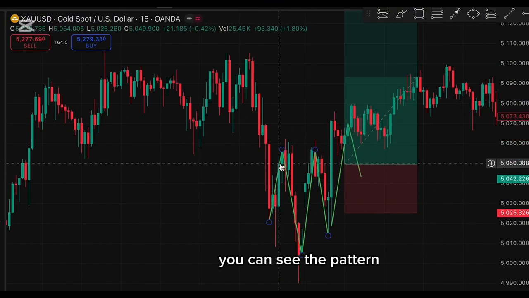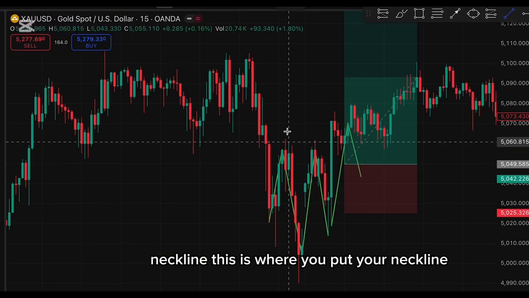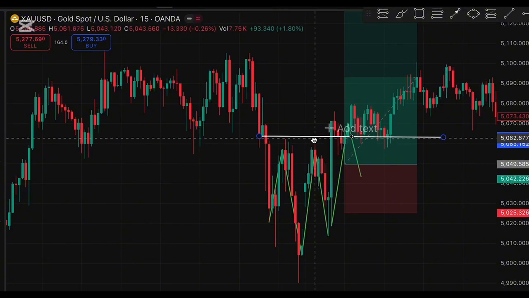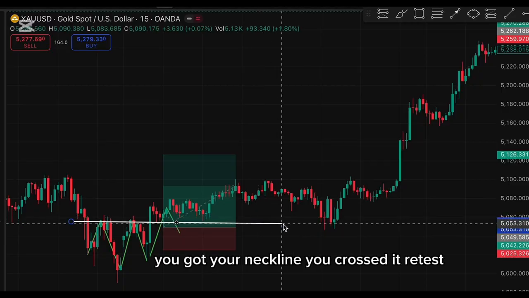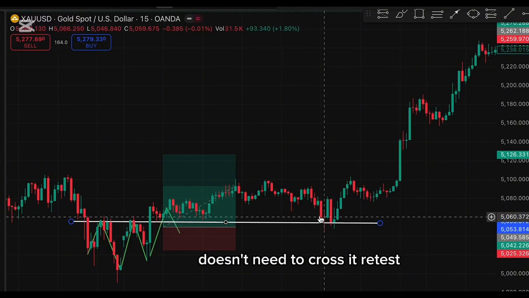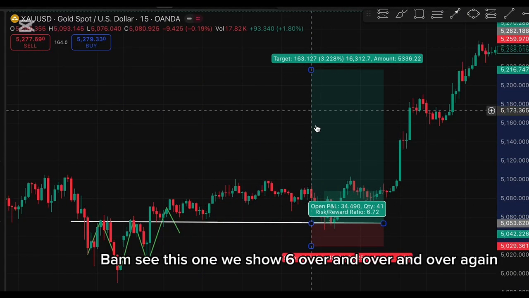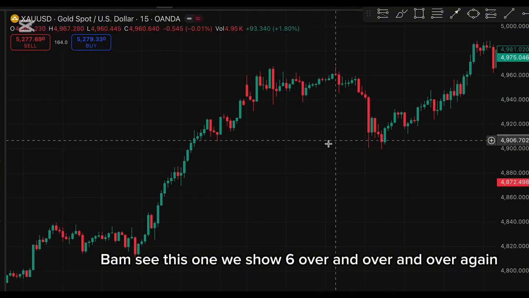You can see the pattern. It's not like you're not seeing the pattern. Before you, neckline, this is where you put your neckline. What did you do? You got to your neckline, you crossed it, retest. It doesn't need to cross to retest. Bam. Over and over and over again.